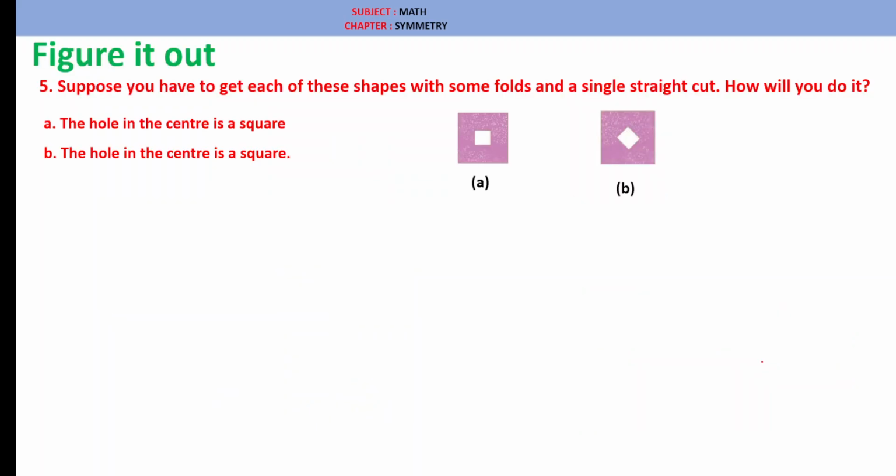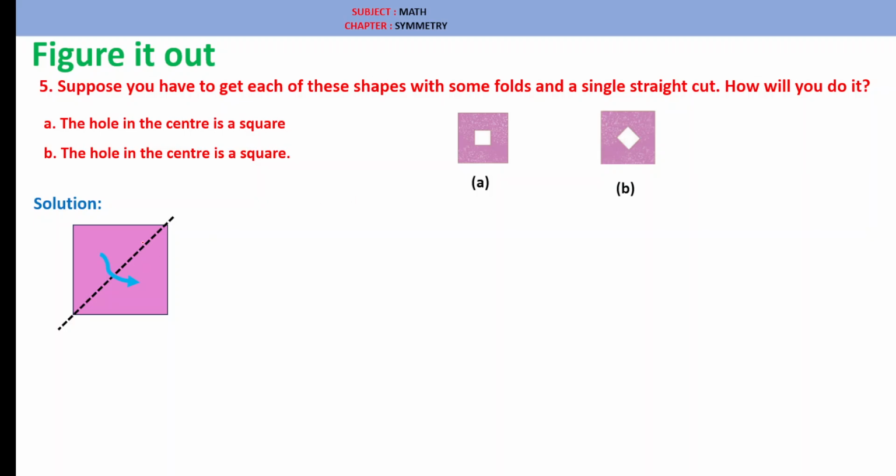Figure it out. Suppose you have got each of these shapes with some folds and a single straight cut. How will you do it? See, the first one is a hole in the center of a circle. The second one is also a hole in the center of a square. So let us see how we are going to get it.